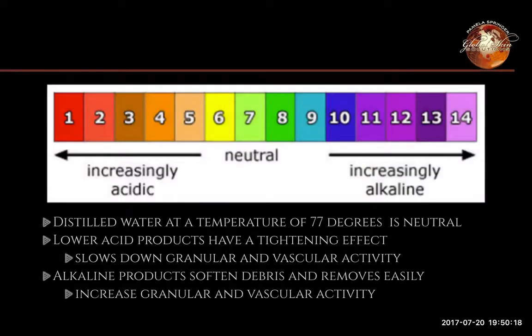This is actually your pH scale. So if something is neutral, and the only example I'm giving you is distilled water, it has to be at a temperature of 77 degrees for it to become neutral. The lower the pH of acid products, the more the skin will be tightened, and also the granular and vascular activity will be slowed down.